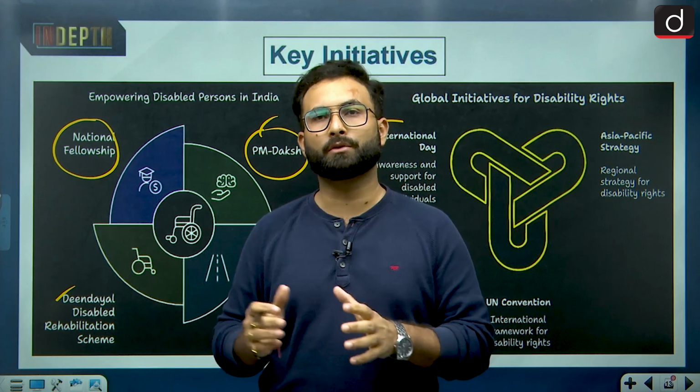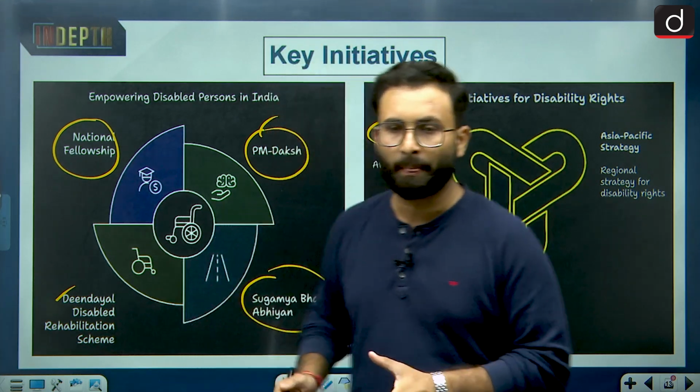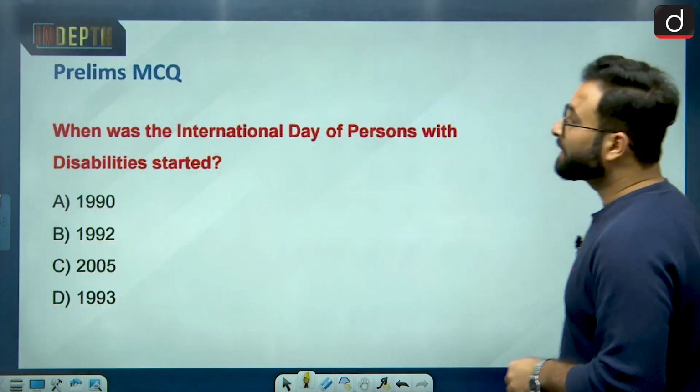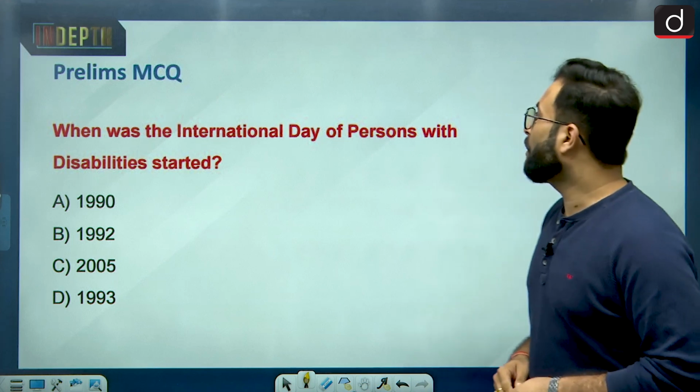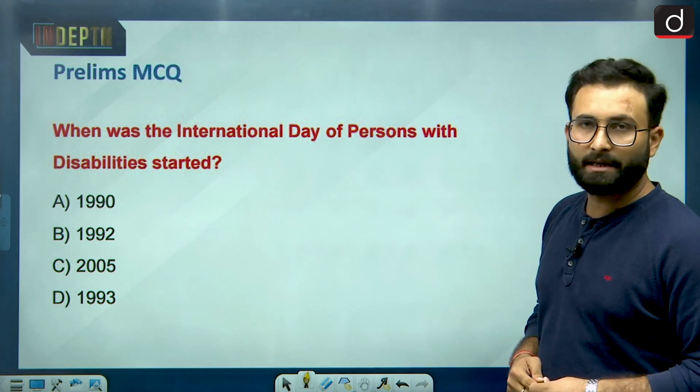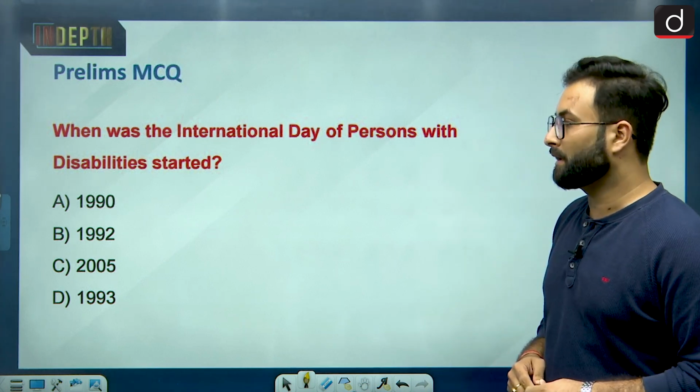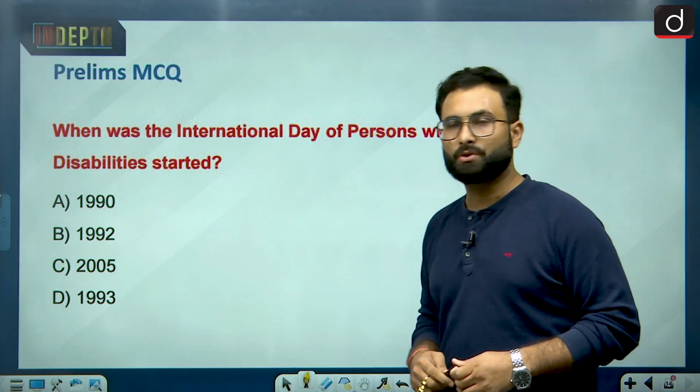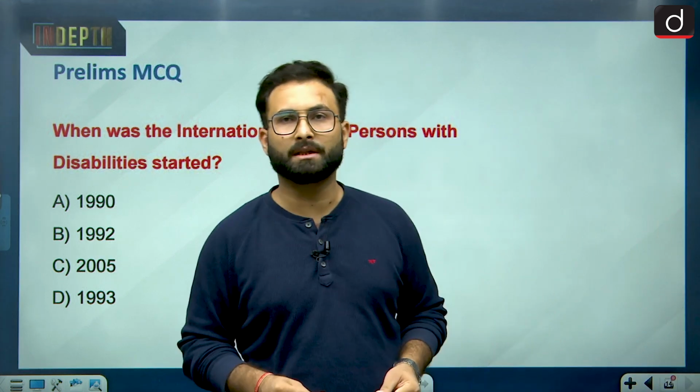Now we will be moving to the last part, that is your practice question. Let's see. When was the International Day of Persons with Disabilities started? 1990, 92, 2005 and 1993. So you can attempt this question and answer to me in the comment box.